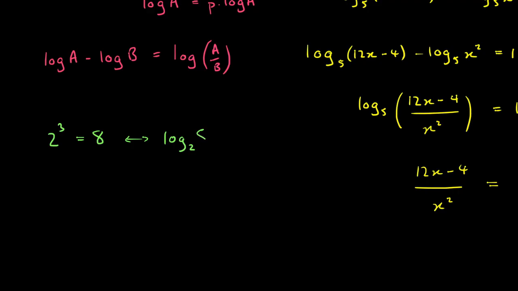I get an end result of 8. And how do I do that? With a power of 3, right? So this logarithmic form is another way of writing this information here, which is in exponential form.